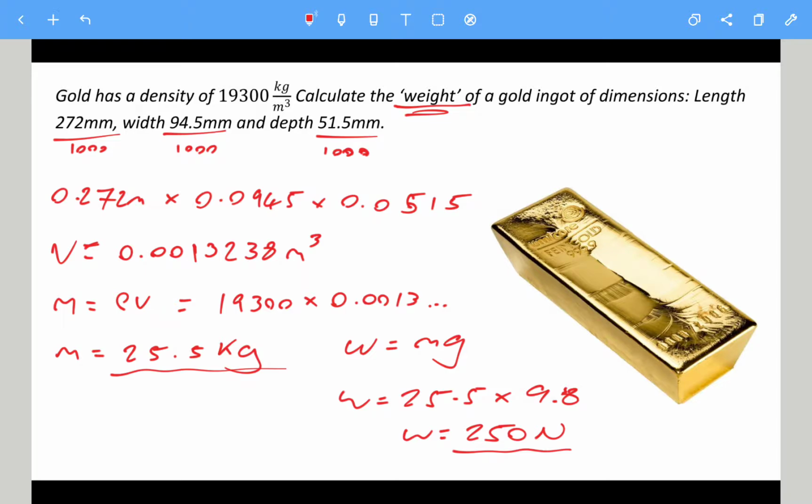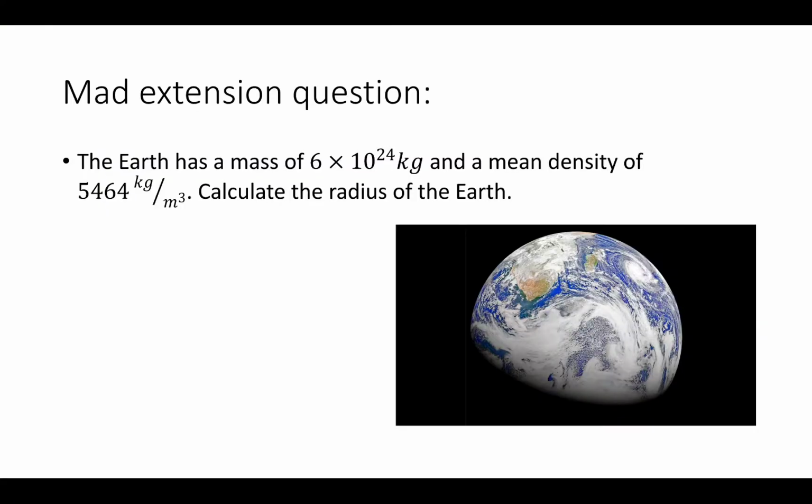And then the last but not least is the mad extension question. So if you get this next one wrong, don't worry, it's pretty tricky. So here's the question. Want to have a go at it? I'm going to give you a help tip in a couple of seconds. So if you don't want the help tip, press pause.